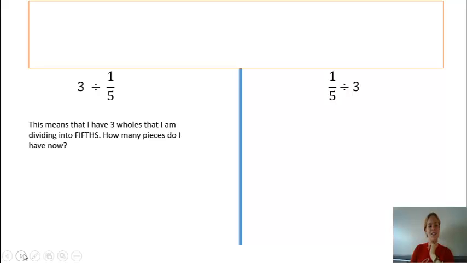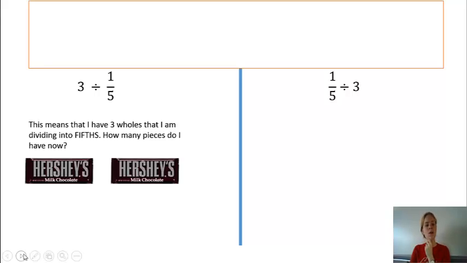I hope you guys discussed that you have 3 whole pizzas and each pizza is divided into 5 slices, into fifths. So you're wondering, how many pieces do I have now? I'm a visual person, so I like to create my models. Oh, I didn't use pizzas, I used Hershey's. So here's my 3 Hershey bars.